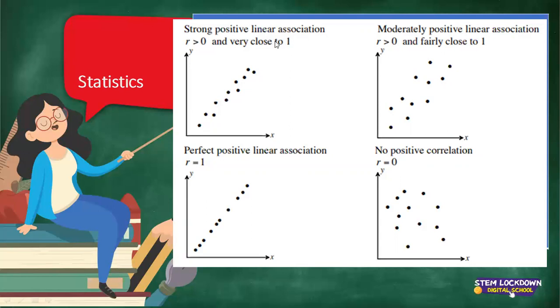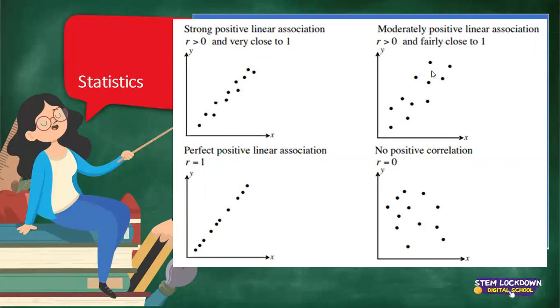So when you have a value very close to 1, then it is positive and it is strong. So there's a strong relationship between the two variables. That means any two variables that are plotted and give this kind of scatter points will have a positive relationship, and there will be a strong relationship between them. If you calculate your correlation coefficient R, you're going to get a number that is positive and close to 1.